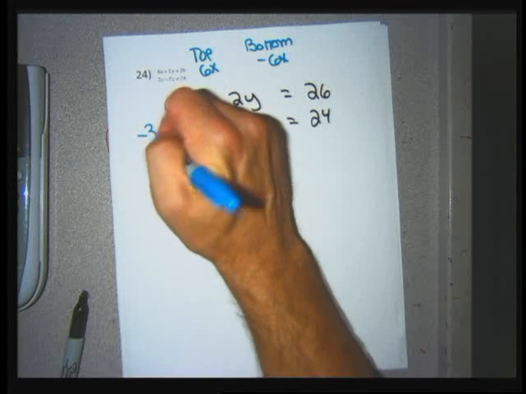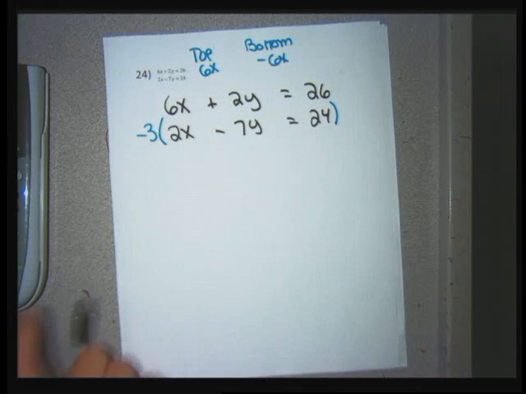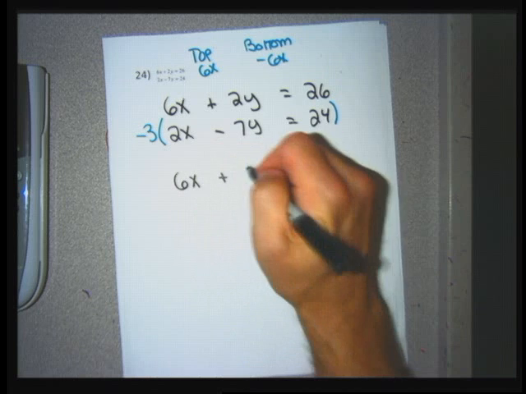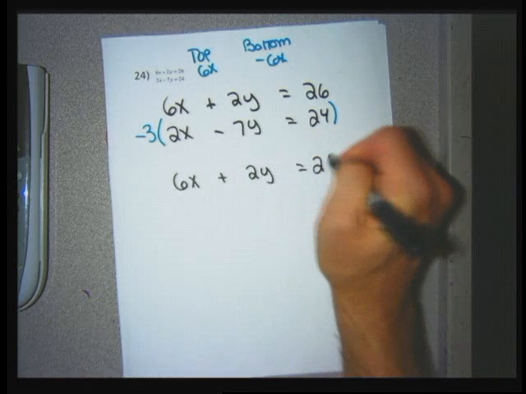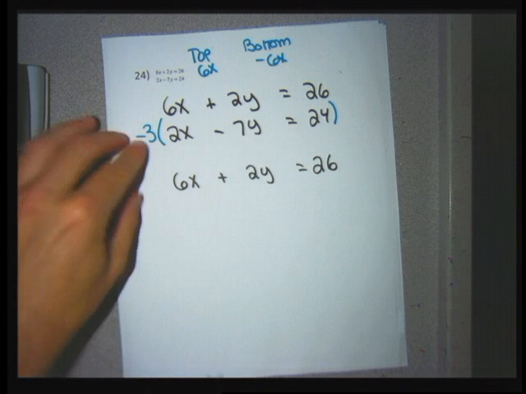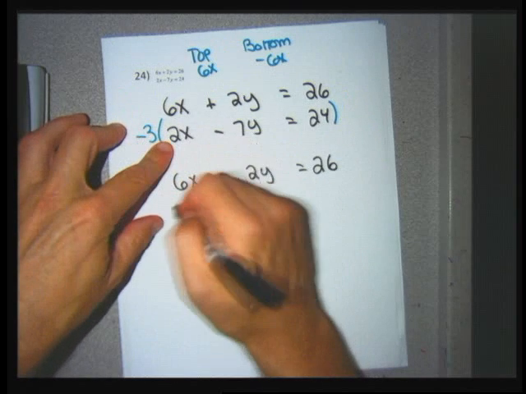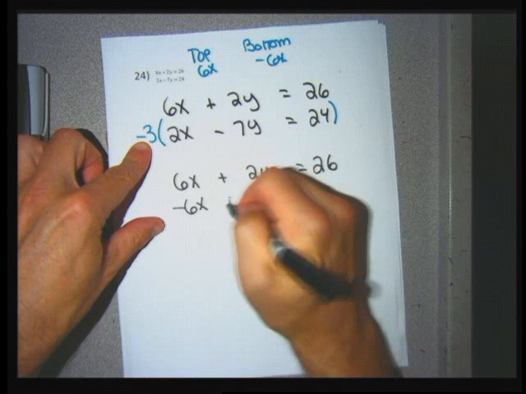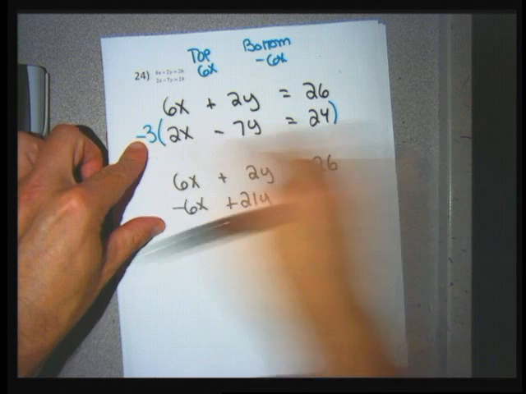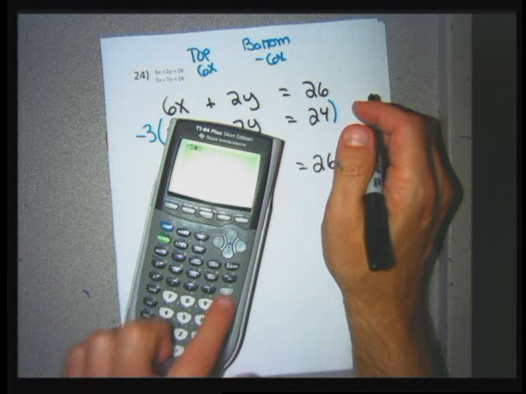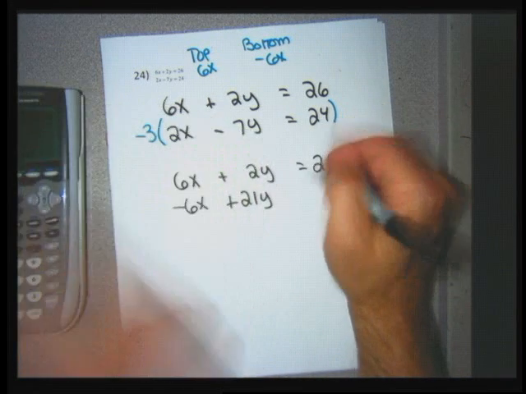What I'm going to do to my problem to get it solvable is leave the top equation with that positive 6x. I'm going to leave it at 6x plus 2y equals 26. I'm going to change the bottom equation to get that negative 6x in front of the x's so that the x's will cancel when I add them together. Multiply negative 3 times negative 2x and get negative 6x. Negative 3 times negative 7y and get positive 21y, and negative 3 times 24, that's calculator worthy. Negative 3 times 24 is negative 72.